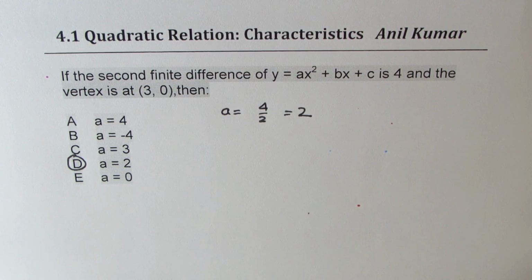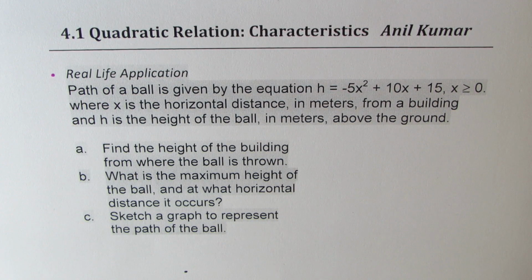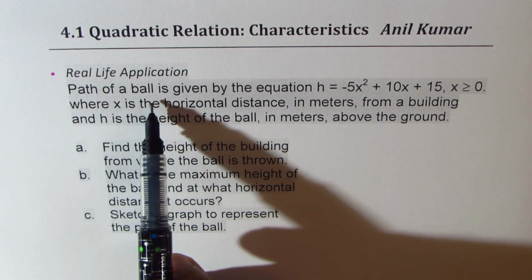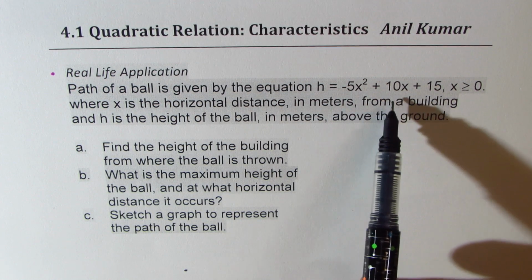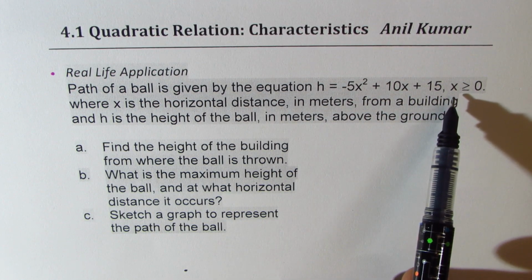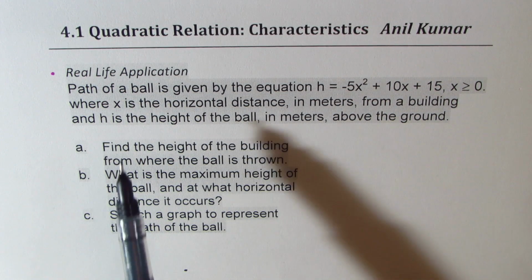Let's move on and take an application question based on quadratic relations. So here is a real life application. The path of a ball is given by the equation h equals minus 5x squared plus 10x plus 15, where x is greater than or equal to 0.